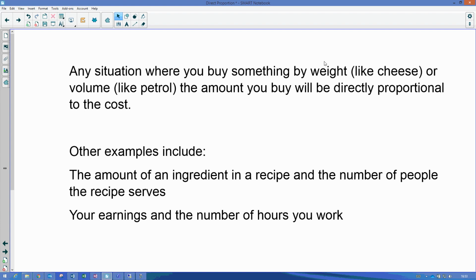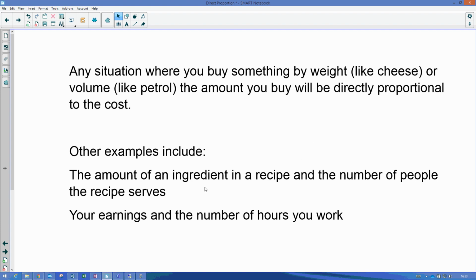Before we look at some example questions, let's just think about other cases that count as direct proportion. So we've talked about petrol. That's where you're buying an amount per litre by volume, but also by weight. Something like cheese might well be direct proportion. Other examples that aren't about money and buying things, recipes. If you've got a recipe that makes enough to serve 4 people, then if you need to serve 8 people, you're just doubling all your ingredients. You need to serve 12 people, you're timesing all your ingredient amounts by 3. That's an example of direct proportion.